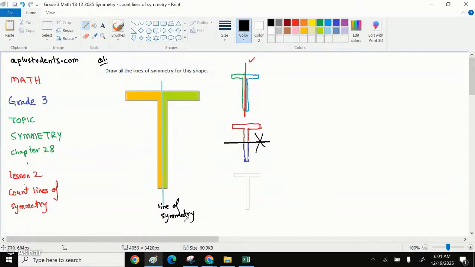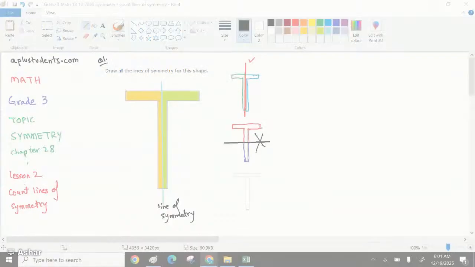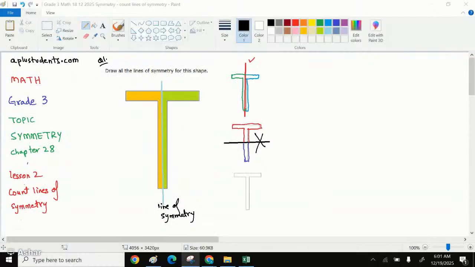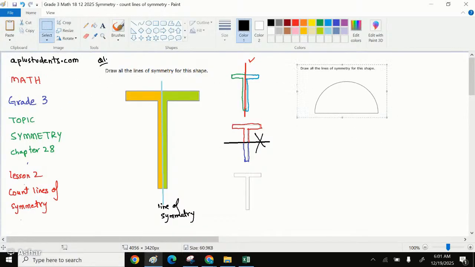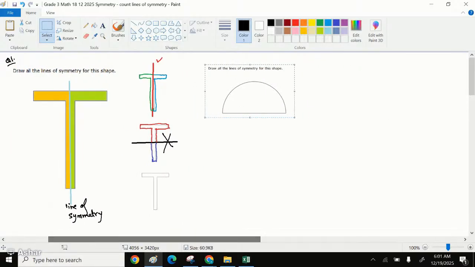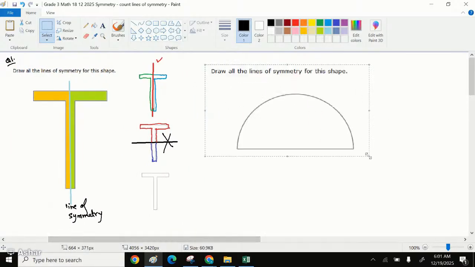Okay, let's move on to the next question and see how many lines of symmetry it has. In the next question, we have a semicircle. Let's draw the shape and see how many lines of symmetry we have. In question number 2, let's see how many lines of symmetry there are.